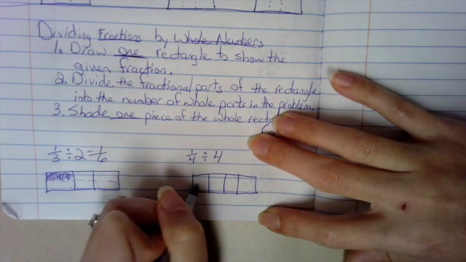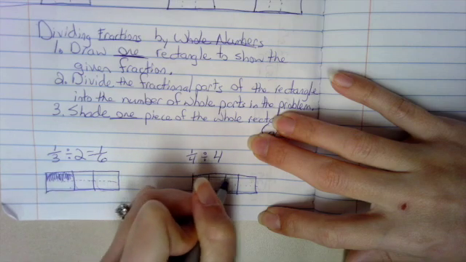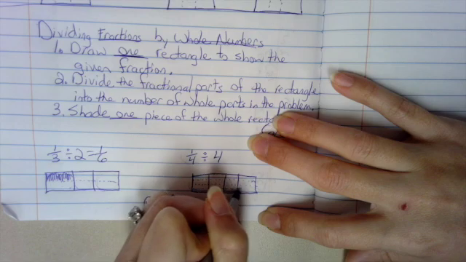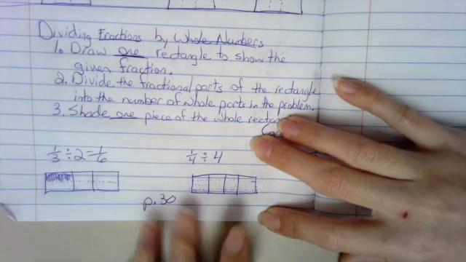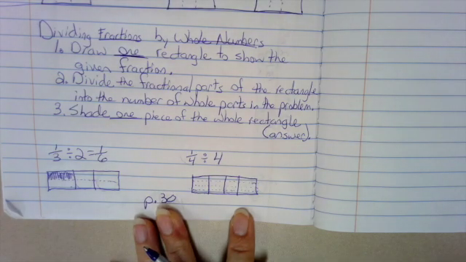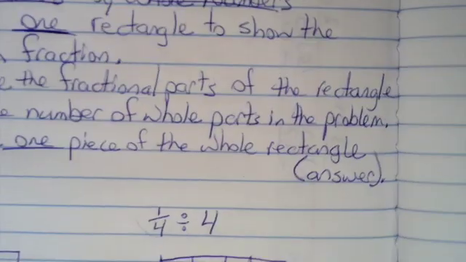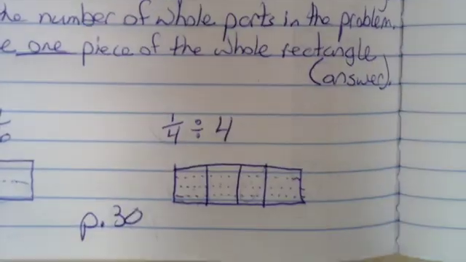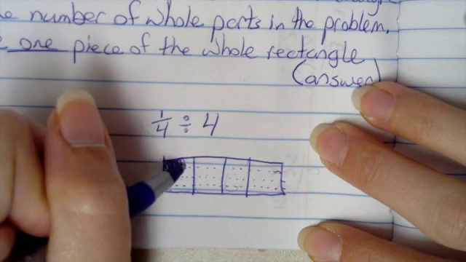So I'm going to use dotted lines. I should have made my rectangle a little bit bigger. And then the last step is to shade 1 piece of the whole rectangle. I'm going to zoom in some so y'all can hopefully see my dotted lines a little bit better. All right. 1 piece of the whole entire rectangle.